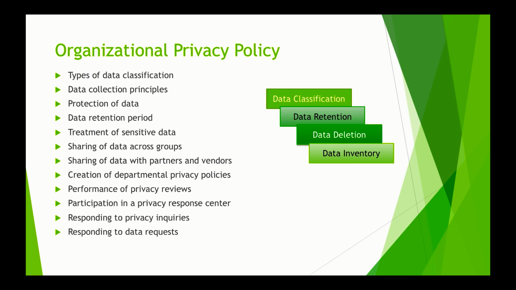support their business goals. An organization's privacy policy should at a minimum cover the following topics: types of data classification, data collection principles. This description should indicate the notification, control, protection requirement, minimization requirements, and sharing limits for collected data. Protection of data. The type of protection required, be it encryption or access control, will typically vary based on the classification of the data. Data retention period.